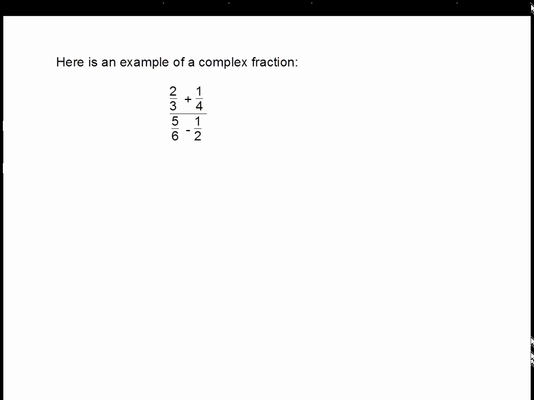So here's an example of a complex fraction. I've got 2/3 plus 1/4 all over 5/6 minus 1/2. Now because it is all numbers, a calculator could actually simplify it for us, and I may actually show you how to do that. So hopefully looking at this, you're thinking, God, that looks horrible. Who would ever write something like that as a final answer? But you'd be surprised.